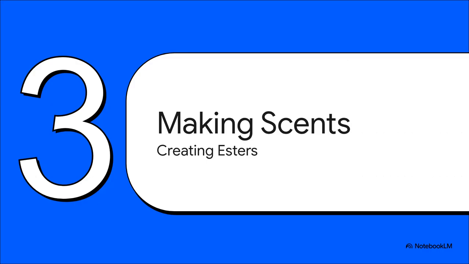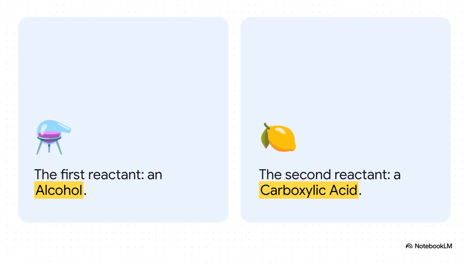Okay, so we've met the alcohols and we've met the acids they can turn into. Now it's time for the third and final act, creating esters. And esters are famous for one thing more than anything else, their smells. These are the molecules that give us the sweet, fruity scents of things like pineapples, pears, and all sorts of perfumes. So how do we make these amazing smelling chemicals?